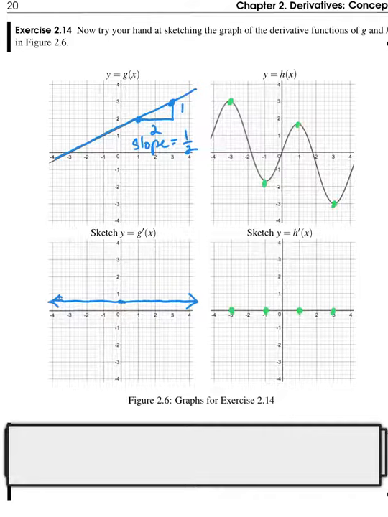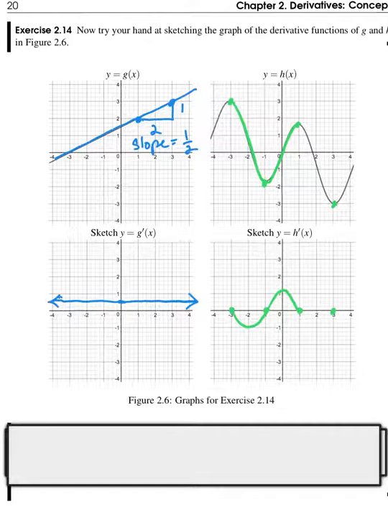In between, let's say, -3 and -1, in those x values, the function is decreasing. If the function's decreasing, that means those slopes are negative. So I'm going to make a negative part there. How far down it goes, it doesn't matter to me in this case. Between -1 and 1, the function h of x is increasing, so those slopes are positive.